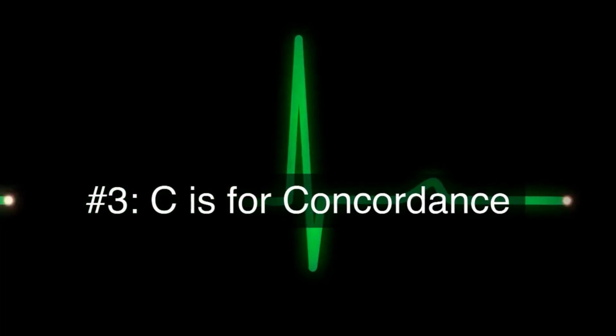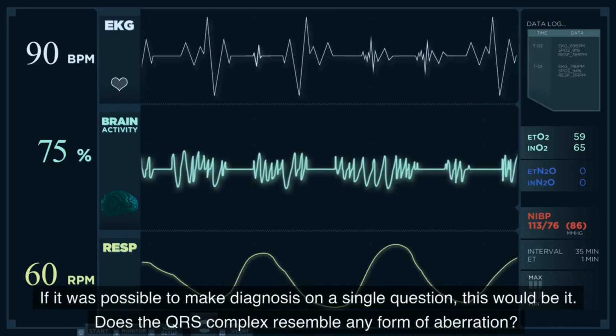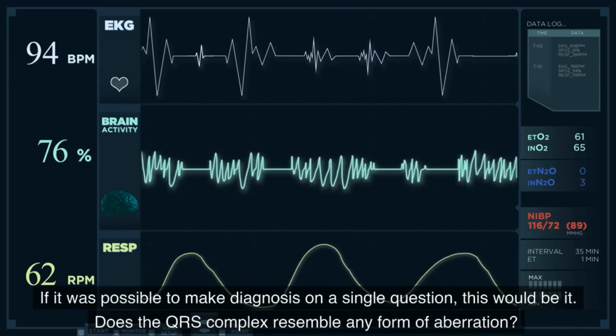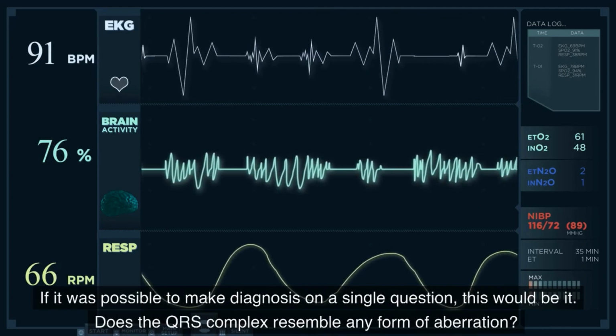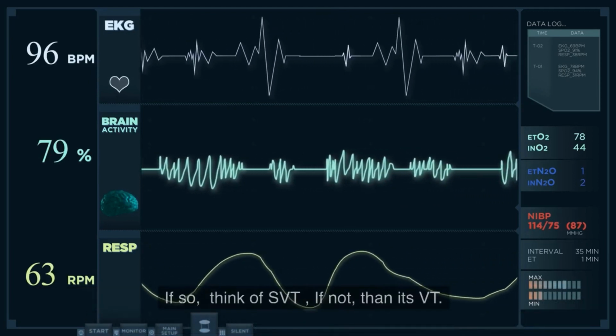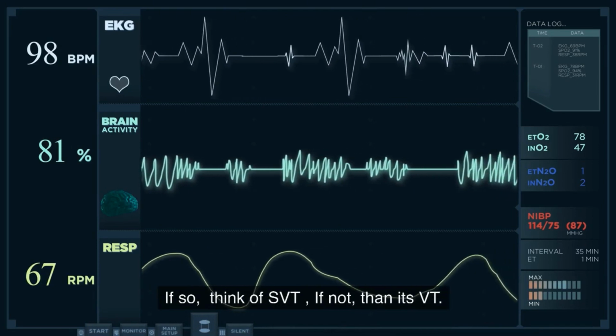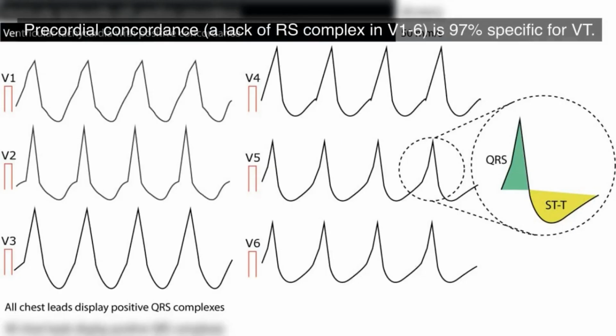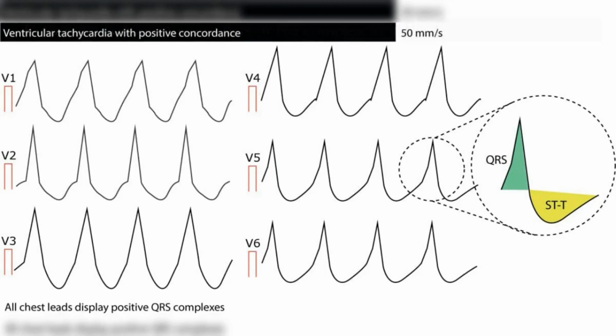Number 3. C is for concordance. If it was possible to make diagnosis on a single question, this would be it. Does the QRS complex resemble any form of aberration? If so, think of SVT, if not, then it's VT. Precordial concordance, a lack of RS complex in V1 to V6, is 97% specific for VT.